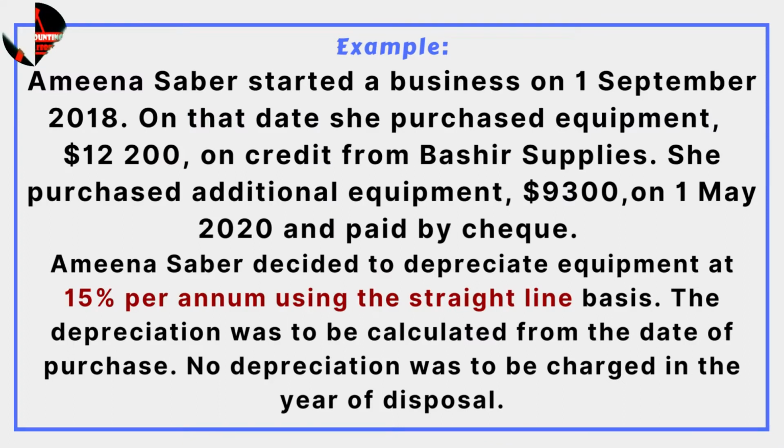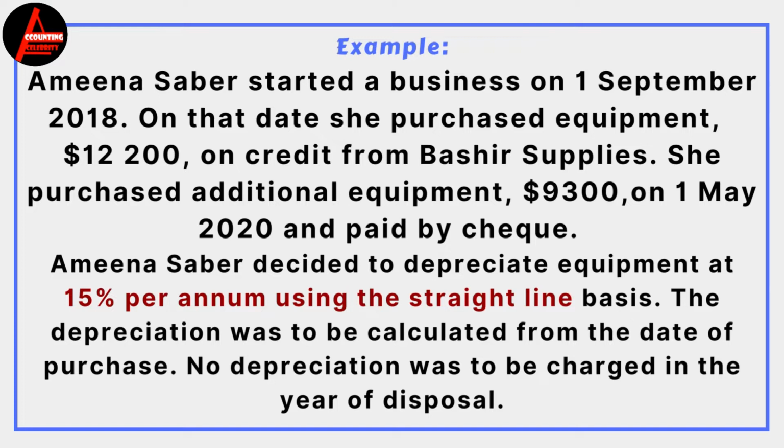Amina Sabri started the business on 1st September 2018. On that day she had purchased equipment $12,200 on credit from Bashir Supplies. She purchased additional equipment $9,300 on 1st May 2020 and paid by check. Okay, Amina Sabri decided to depreciate equipment at 15% per annum using the straight line method. The depreciation was to be calculated from the date of purchase.